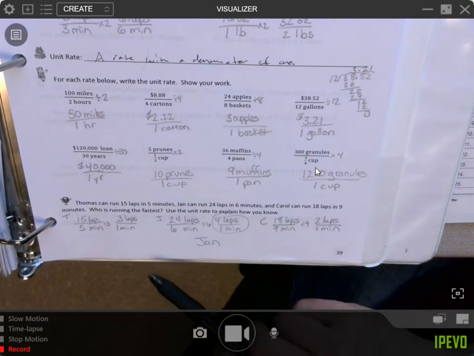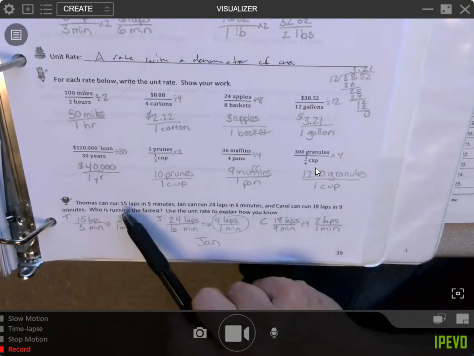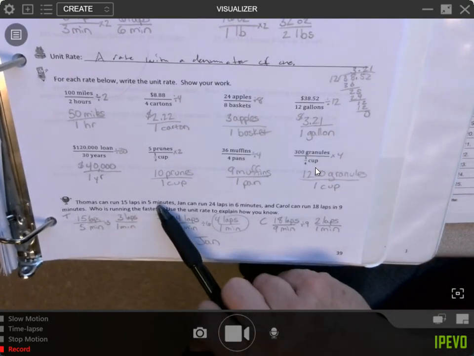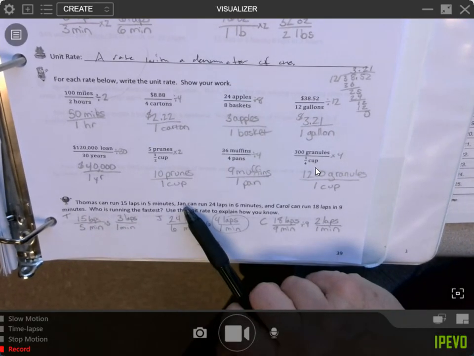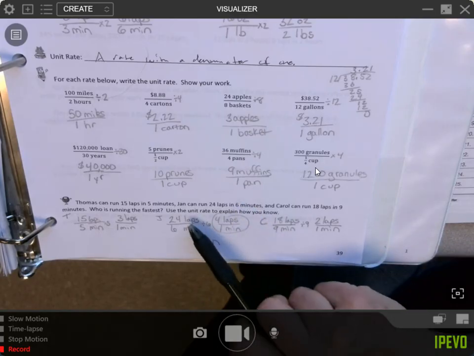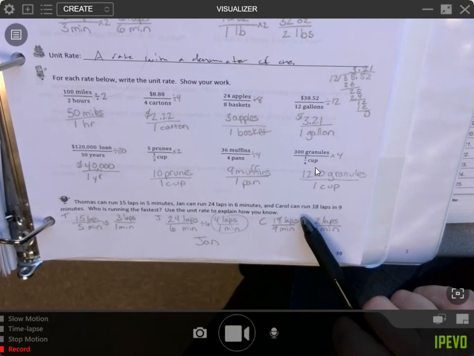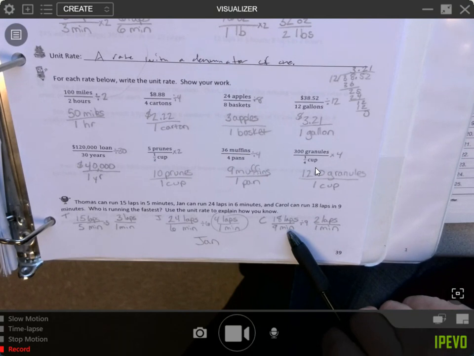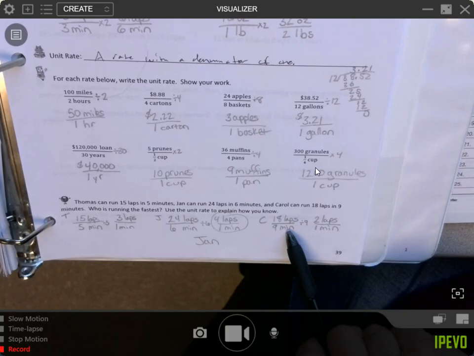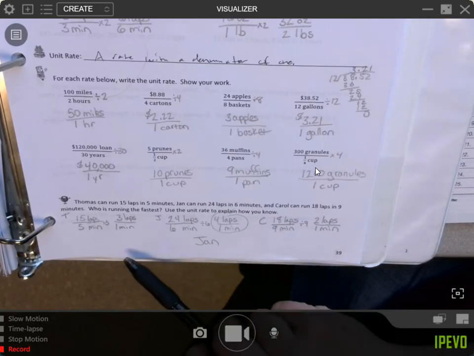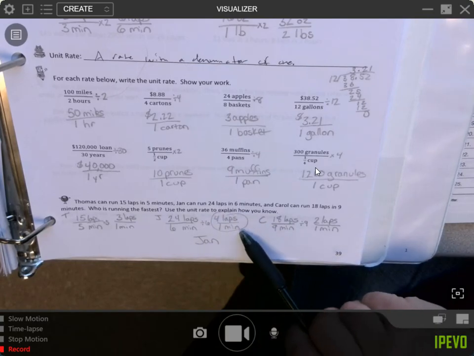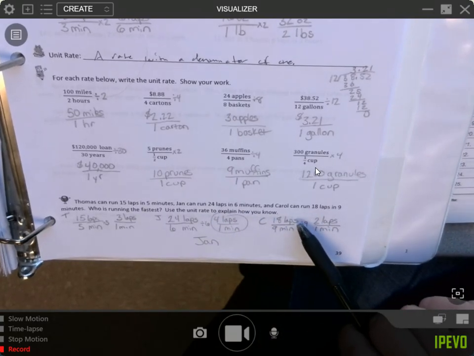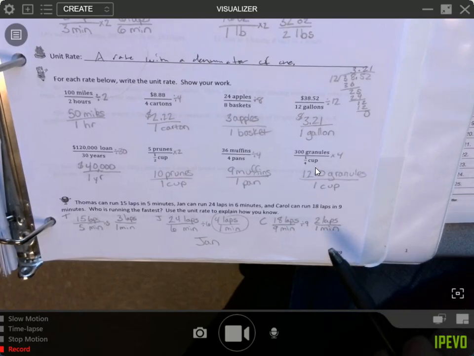Okay, then we had our word problem. Thomas can run 15 laps in 5 minutes. So 15 laps over 5 minutes. Jan can run 24 laps in 6 minutes. And Carol can run 18 laps in 9 minutes. Who is running the fastest? In order to know that, we need to know what their unit rate was. So Tom was 3 laps in 1 minute. Jan is 4 laps in 1 minute. And Carol was 2 laps in 1 minute.